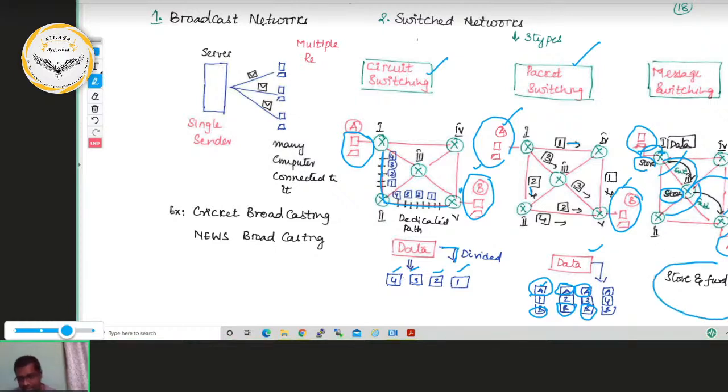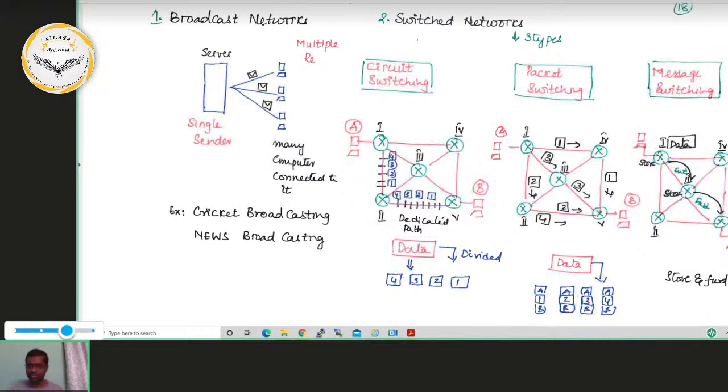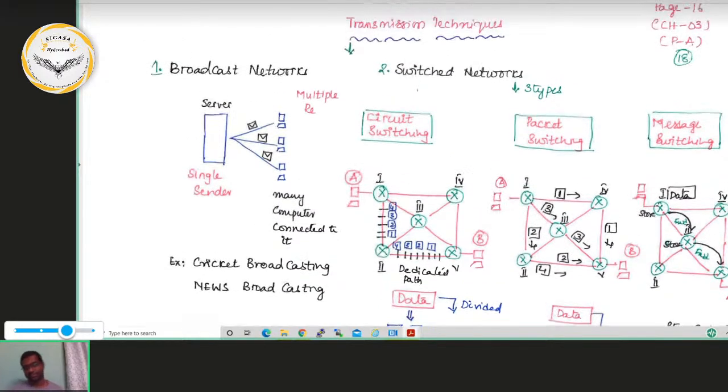It is again a frequently asked question. What do you mean by store and forward? It is nothing but message switching, where the entire data will be transmitted from one switch to another switch. A switch will store the data. Once the path is available, it will forward the data to the next switch. So this is about switched networks. With this we have completed network or telecommunication network transmission techniques.